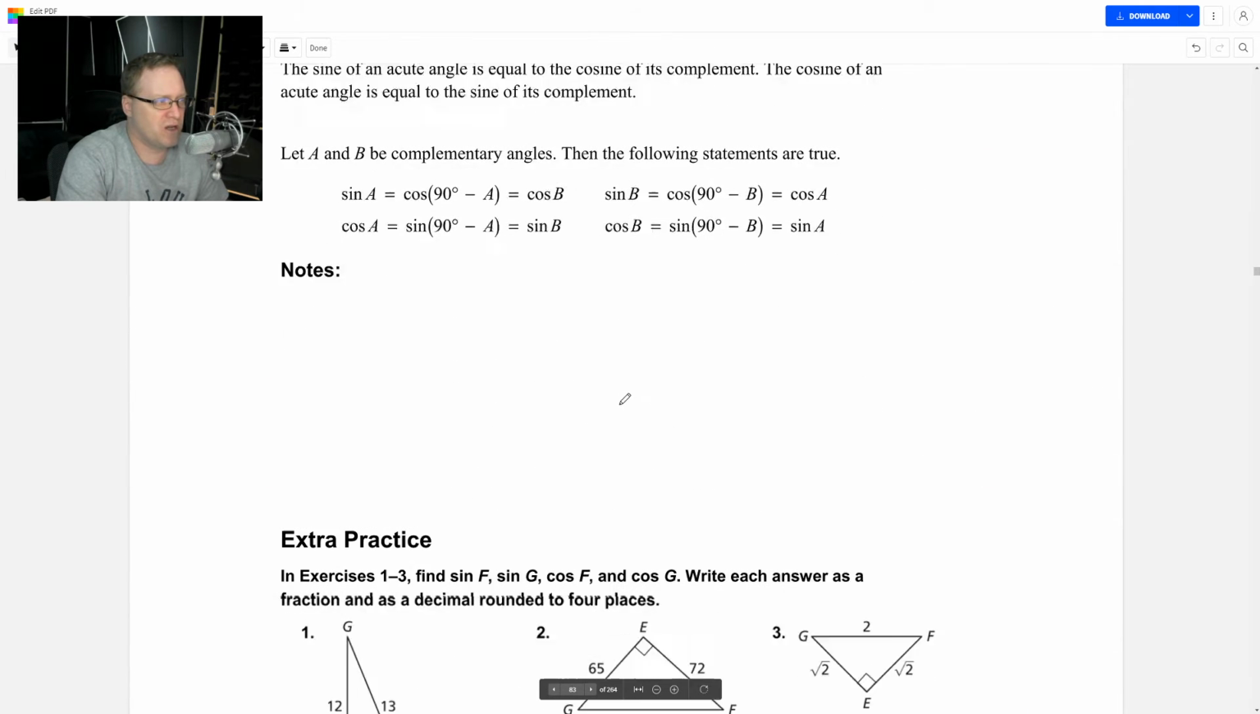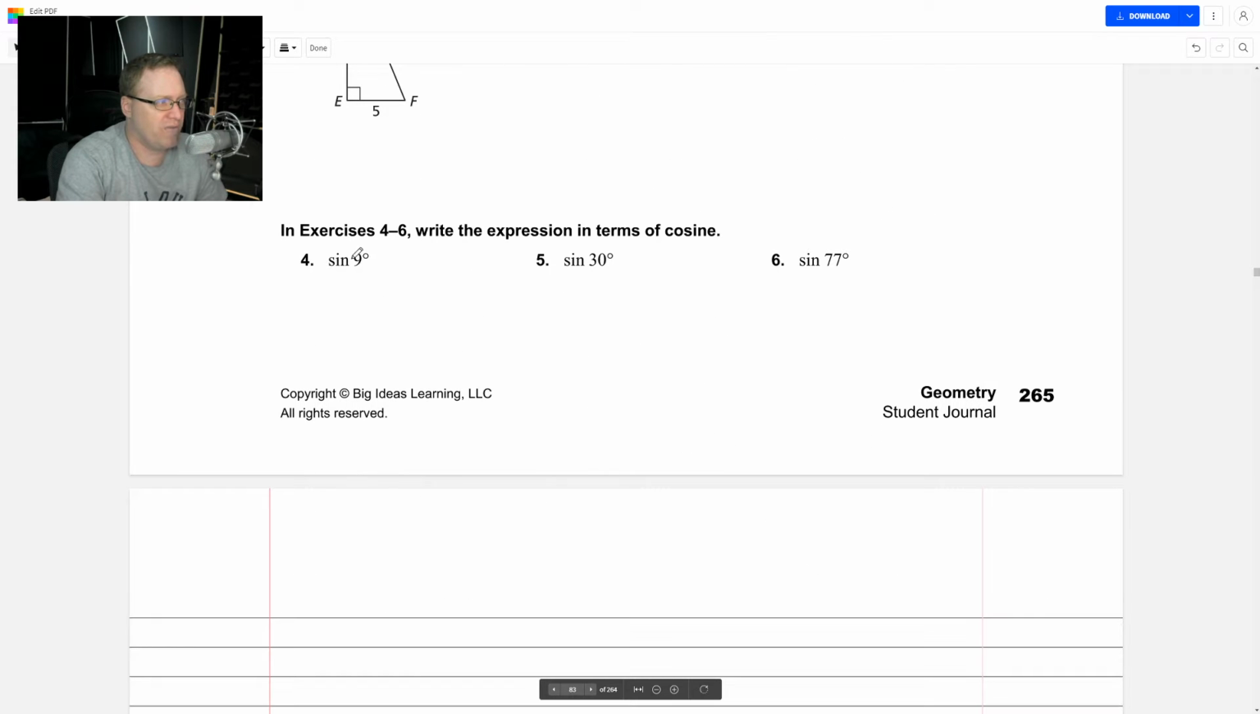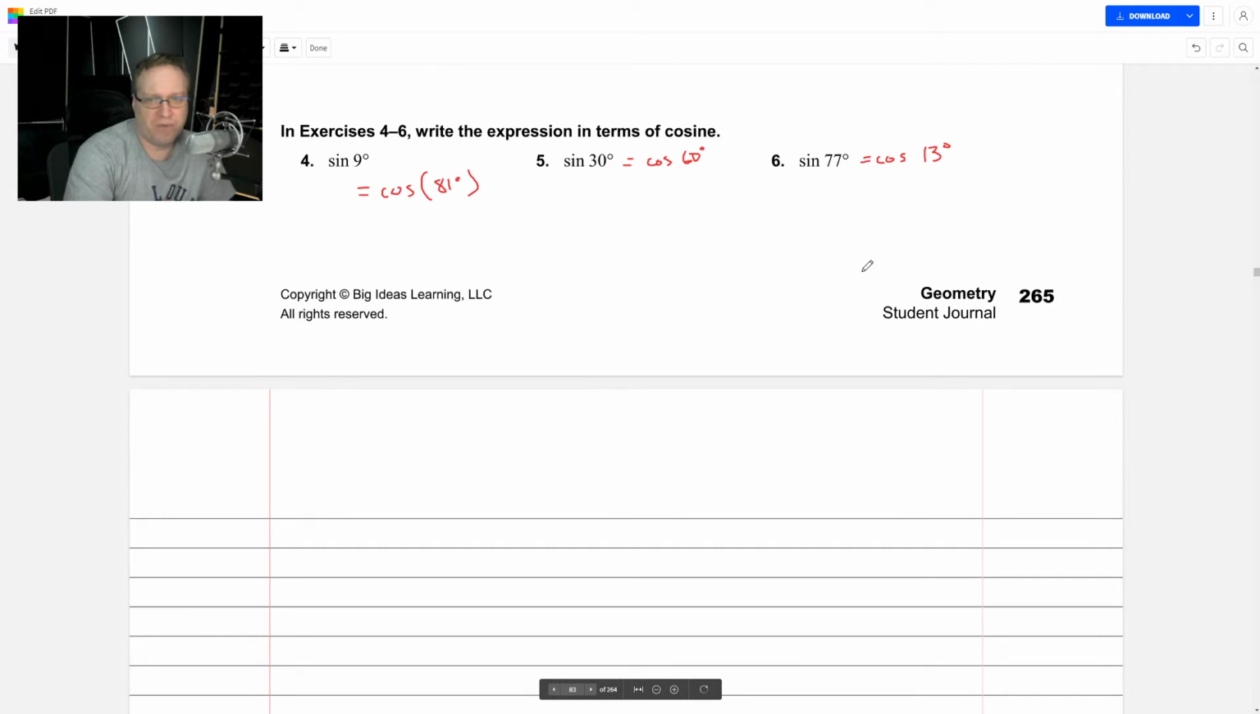And last week we also talked a little bit about this. We said that if we have the sine of an angle, it is always going to equal the cosine of 90 minus that. So 90 minus 9 is 81. So the sine of 9 degrees equals the cosine of 81 degrees. The sine of 30 equals the cosine of 60. And the sine of 77 equals the cosine of 13, because 90 minus 77 is 13. So that works.